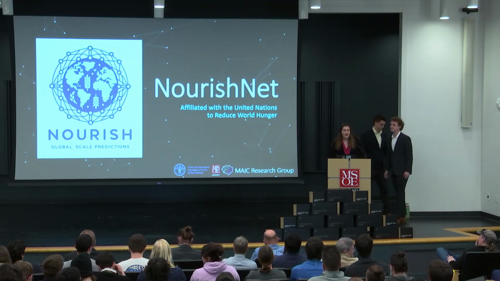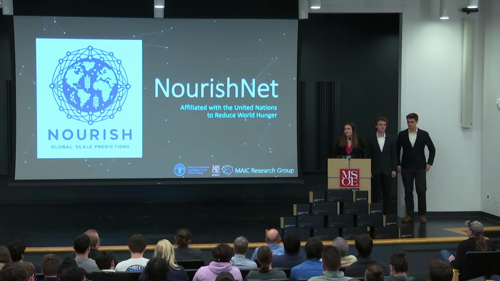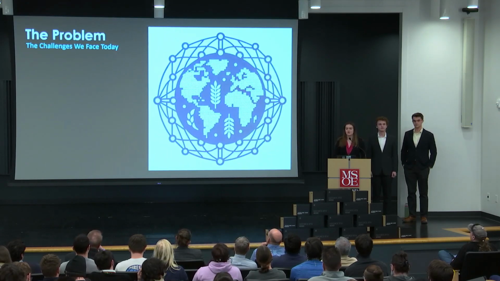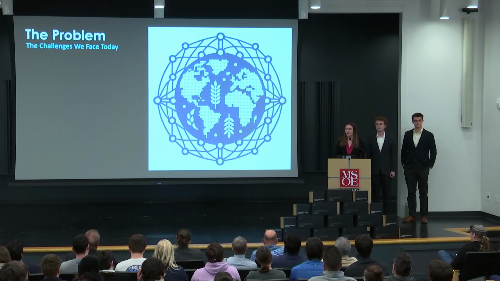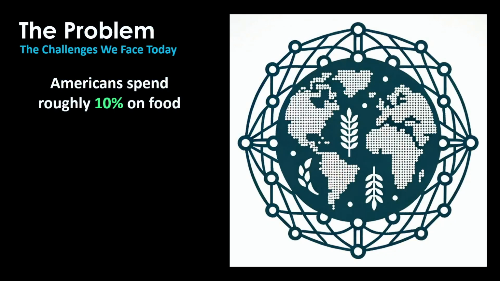Great. Hi, everyone. Our project is NourishNet, which is a pipeline for determining the severity of price spikes in global commodity markets. Before getting into the technical details of our project, let's take a look at the main problem we're trying to solve. Here in the US, Americans spend roughly 10% of their income on food.